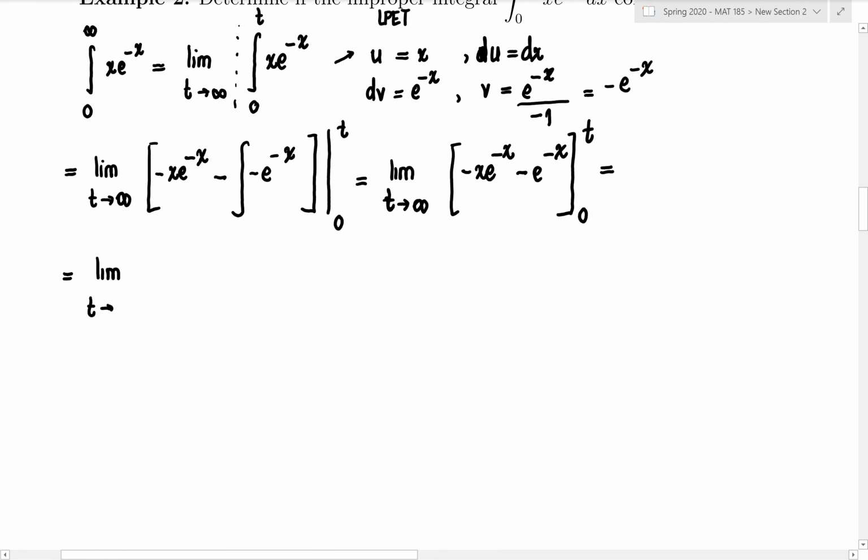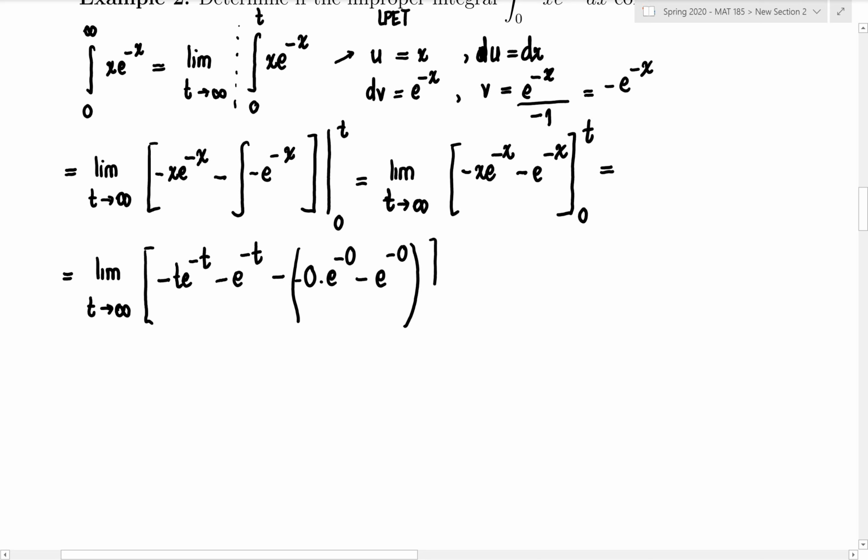All right, so now let's plug in t. When I plug in t, I get negative t e to the negative t minus e to the negative t, minus 0 e to the negative 0 minus e to the negative 0. All right, 0 times e to the negative 0 is 0, and that here is 1. So I have limit as t approaches infinity, negative t e to the negative t minus e to the negative t minus negative 1, which becomes positive 1.